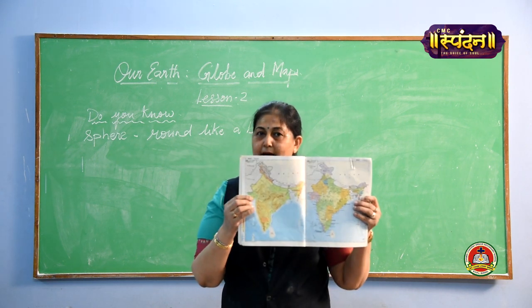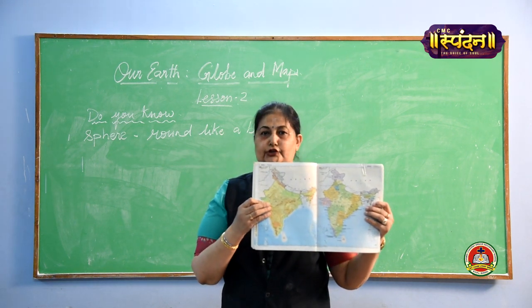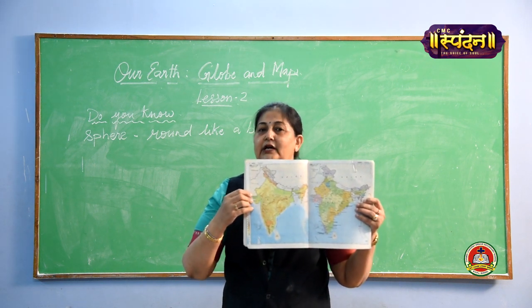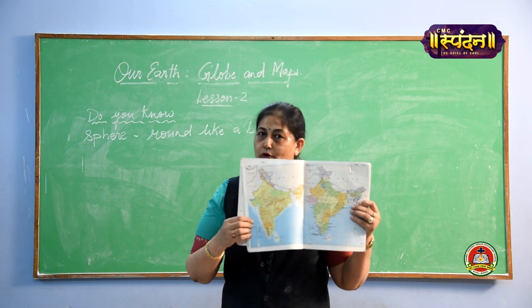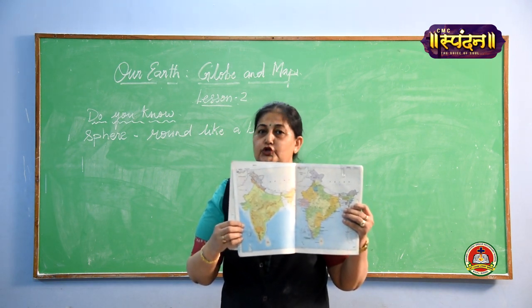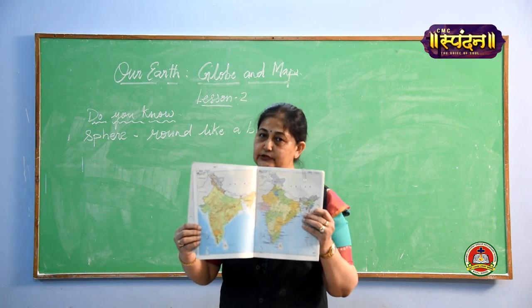This is the physical map of India, showing you the physical features like the mountains, the plains, the deserts, the Deccan Plateau, and so on. There are maps for different purposes. Children, maps can be of different sizes too.